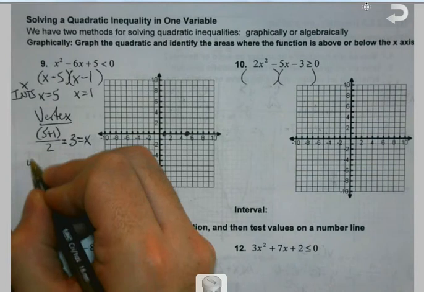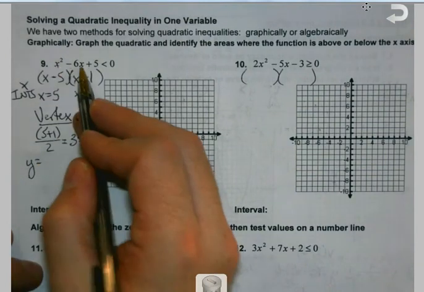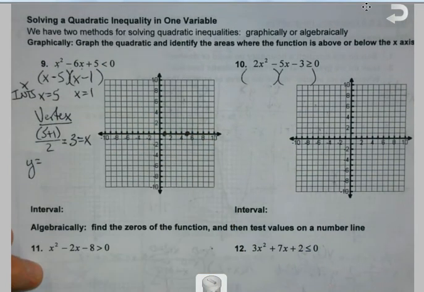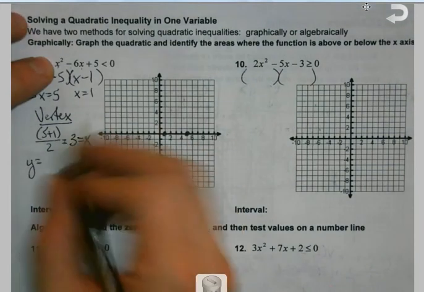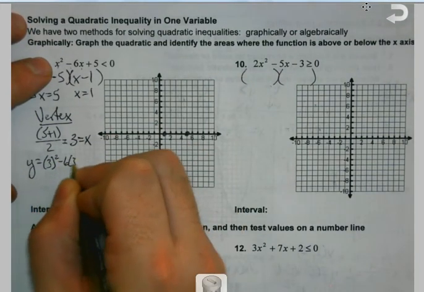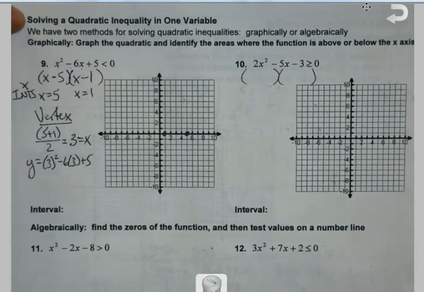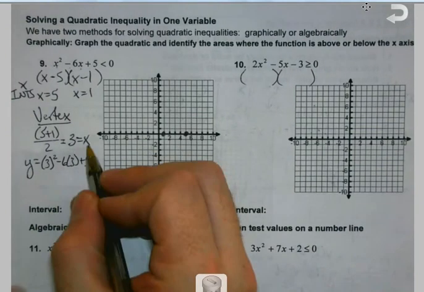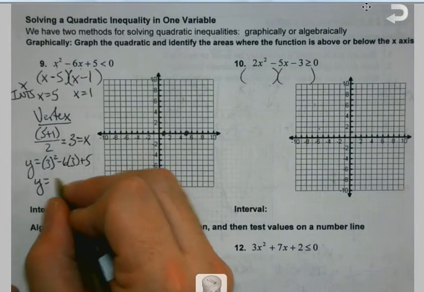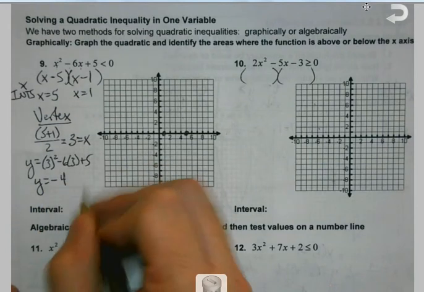To get the y, I'm still going to plug my values in here for x and figure out what this side of the expression would be. So for instance, here I'd have 3 squared minus 6 times 3 plus 5, or I could go to the calculator if I wanted to, since I know the x value. And my y is going to end up being negative 4.